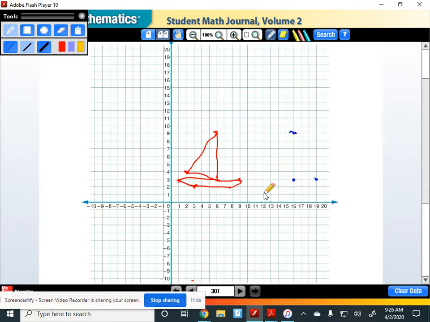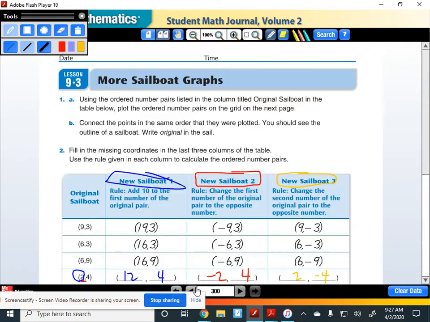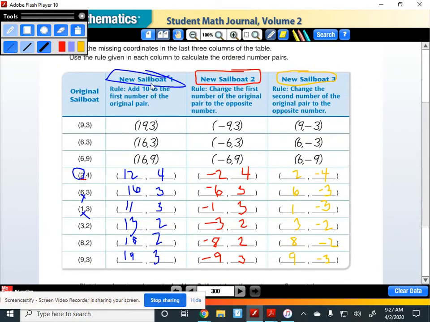12, 4. I should probably be tracing this. Back to here. Woofda. 11, 3. 13, 2. 18, 2. Connect. Okay. I know I'm going fast, but I'm just trusting you to try them on your own.